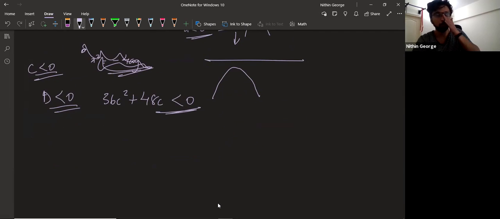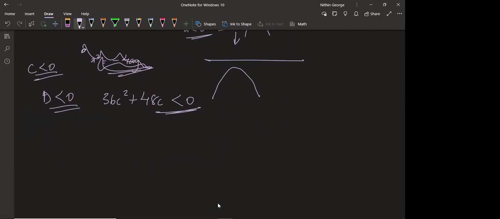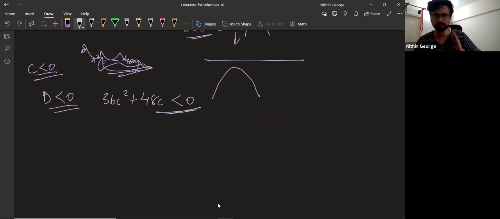Now what are we looking at? I'm just giving full context now. 36c square plus 48c is less than 0. I will rewrite this. I'll take 12 common and cancel it out. It will become 3c square plus 4c less than 0.